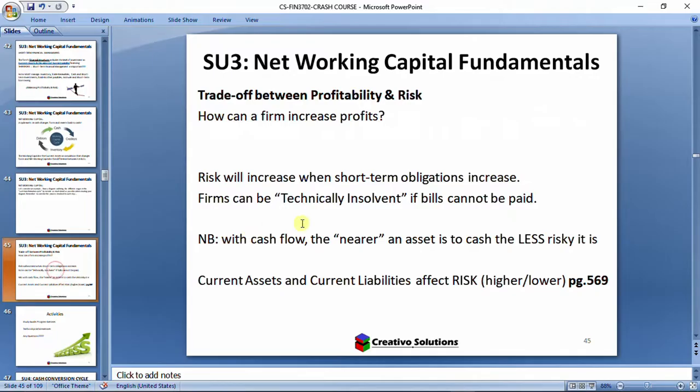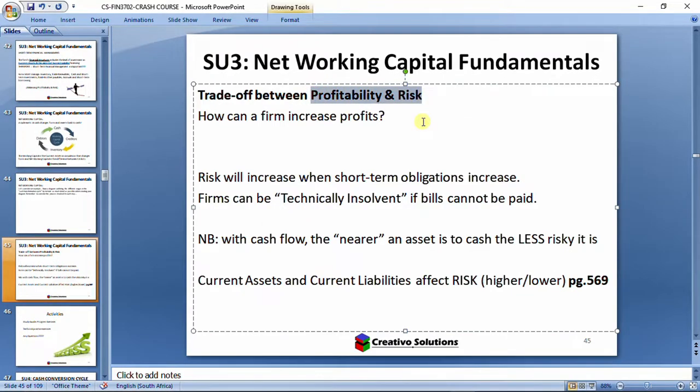And then there's one more slide here, highlighting that relationship between profitability and risk. How can firms increase their profits? Do you know? I'll give you a clue. They're going to increase risk, or they're going to add risk. By taking less risk? No. They need to take more risk if they want to increase their profits. No risk, no reward, right?